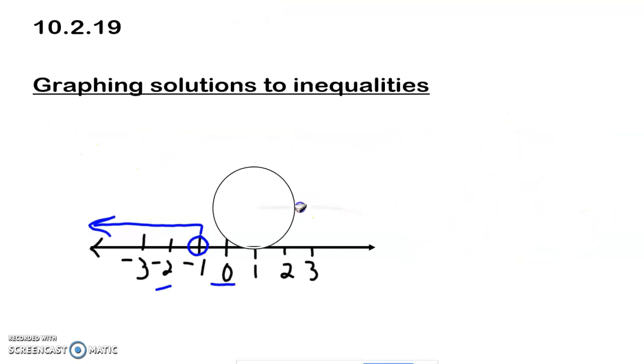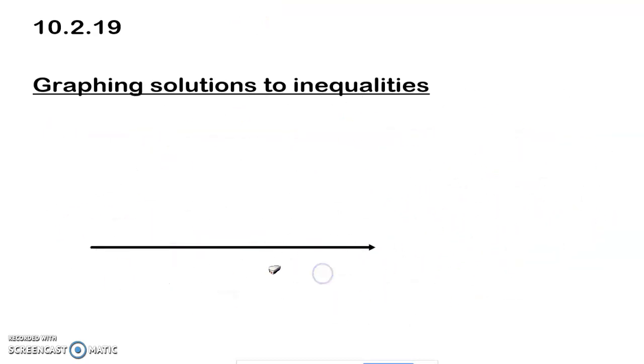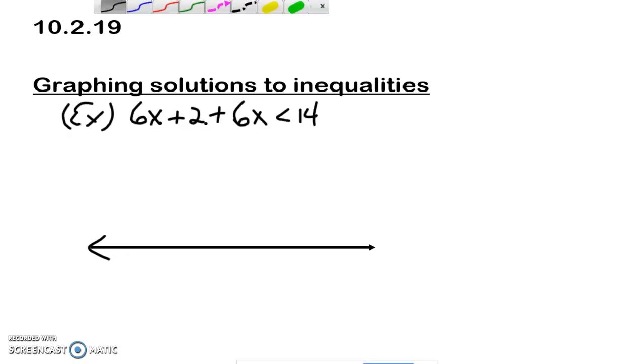Okay, so now we are going to work out an inequality and then graph the solution set. So the first thing we need to do is solve for x in this inequality, and then we're going to graph the solution set. So we'll be stating our answer in two ways, as an inequality and as a graph.